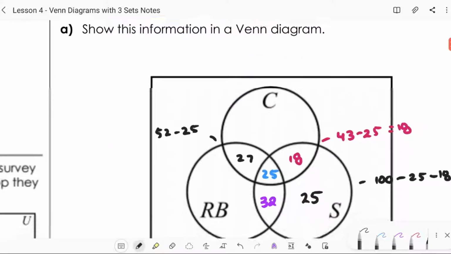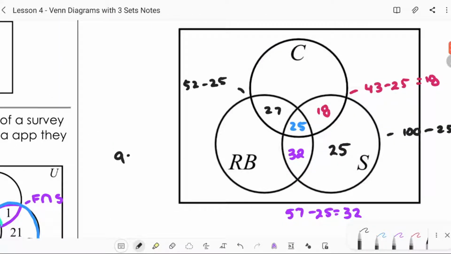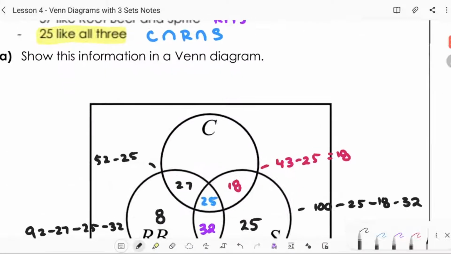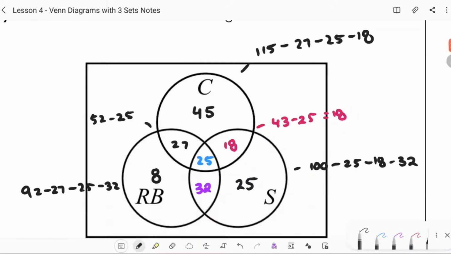Or 92 liking root beer, that's going to be 92 minus 27 minus 25 minus 32. And I'm left with just 8 solo root beer enjoyers, connoisseurs, you might say. And then 115 Coke minus the 27 and 25 and 18 of overlap. I get 45 Coca-Cola elitists. It is the only pop worth drinking.